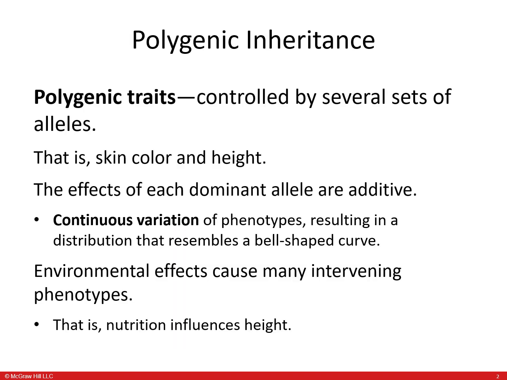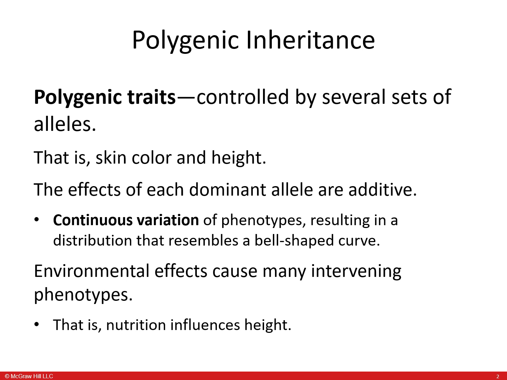A polygenic trait is a trait that is controlled by several genes. An example of this is basically skin color and height. The effects of each dominant allele are additive. So there's a continuous variation of the phenotype, resulting in a distribution that resembles a bell-shaped curve.